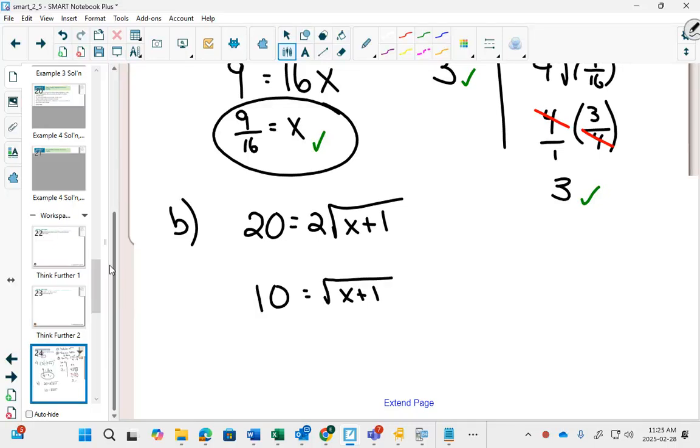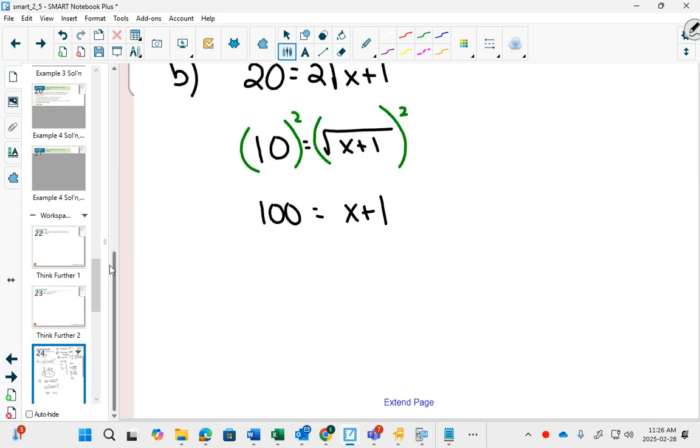Smaller numbers are nice because once you're isolated, you're going to square both sides. So squaring 10 technically should be easier than squaring 20 for mental math. 10 times 10, that's 100. Squaring a square root sign will make your square root sign go away. And now, can we get x by itself? I sure hope so. We get x is equal to 99.